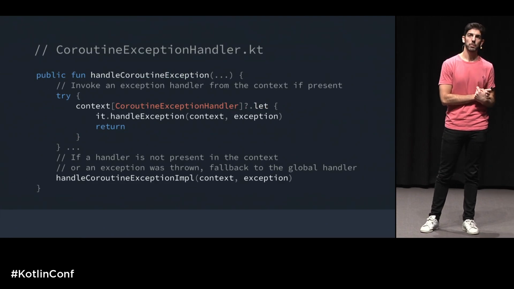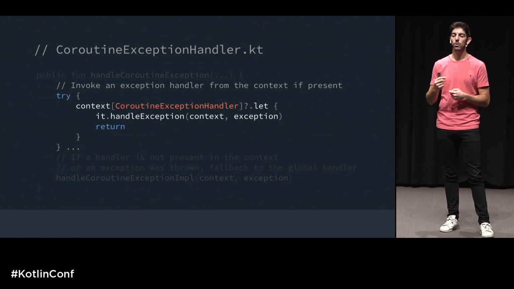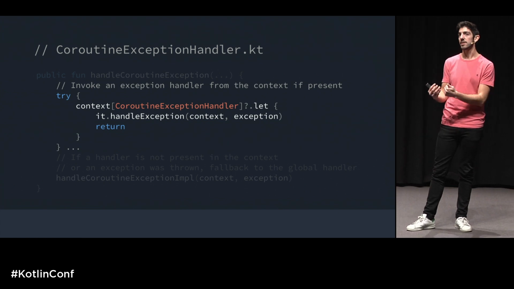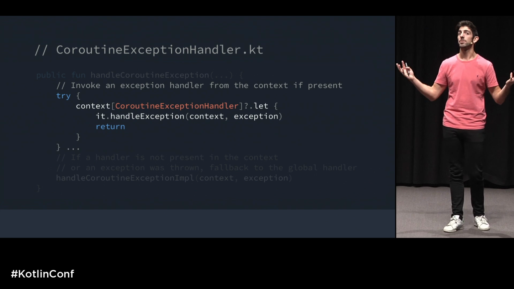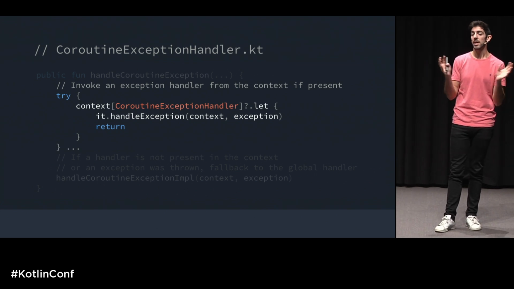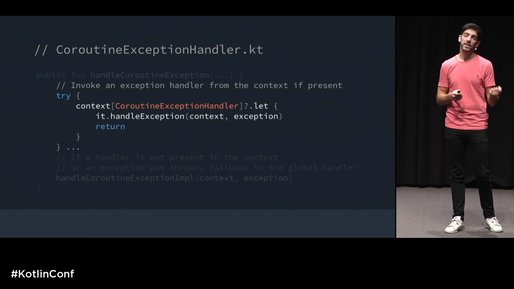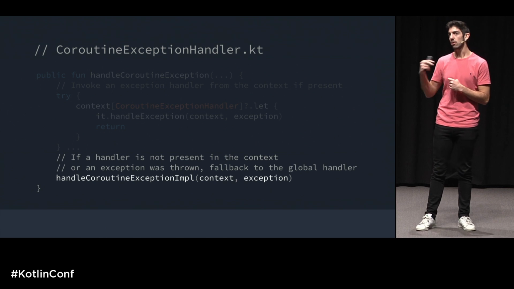If we step in, we can see that the first thing it does is check if there is a coroutine exception handler installed in the context. And if that's the case, then you call the handleException method and then return. It doesn't do anything else, so that exception is caught and nothing else happens. But if that's not the case, then it will fall back to the global handler.